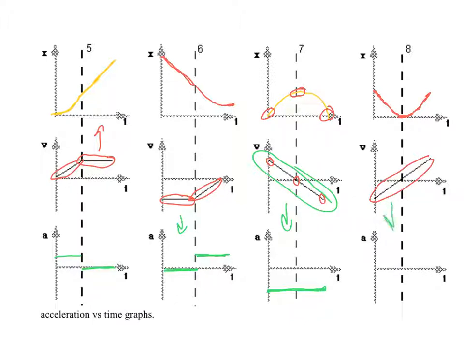All right, now we're going down. That whole line is a positive slope, and we have a positive acceleration.